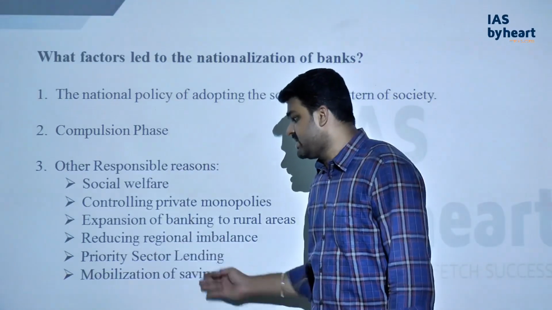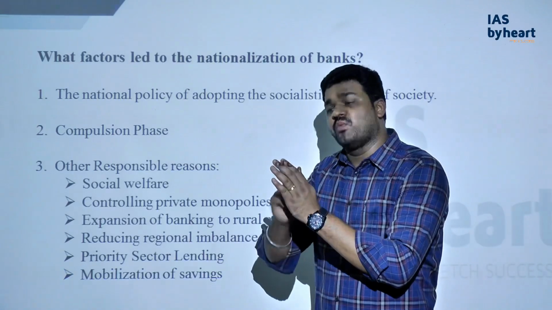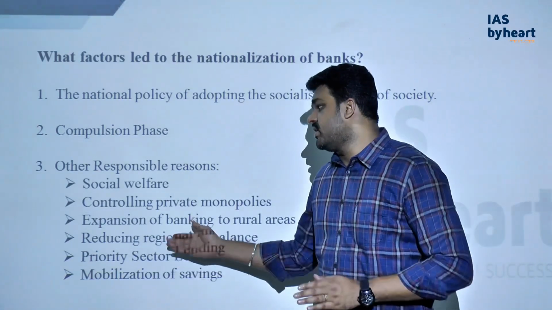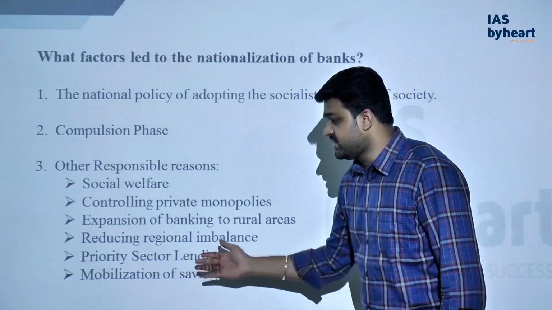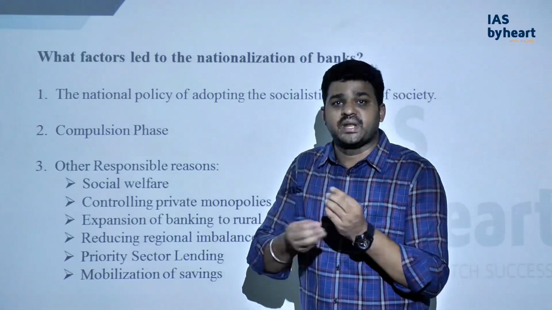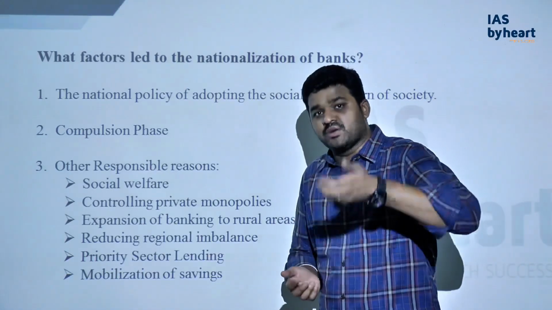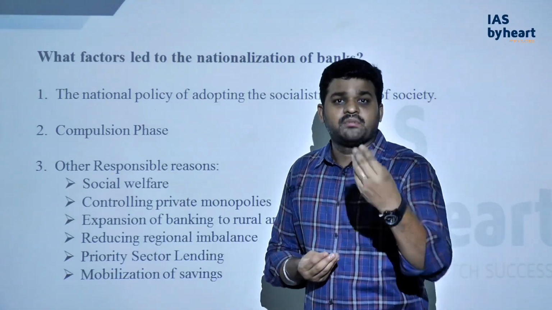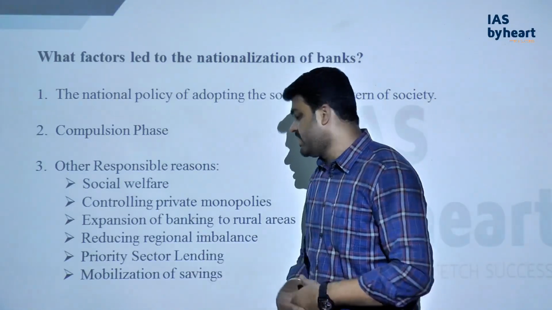Then priority sector lending: the government will target some priority people, and the government is willing to provide some basic amenities to the people, so the government will use banks as the option for targeted groups. And then mobilization of savings. People have a lot of money, but they don't have a place to deposit it with full confidence. So if the government has the bank, the people are ready to give their money as deposits, because the government cannot cheat the people, right? So this is the mobilization of savings.